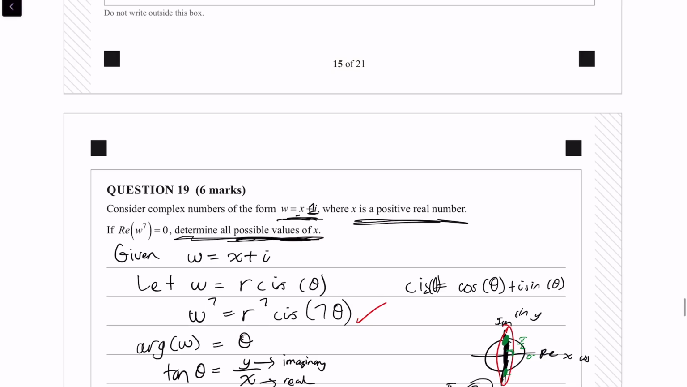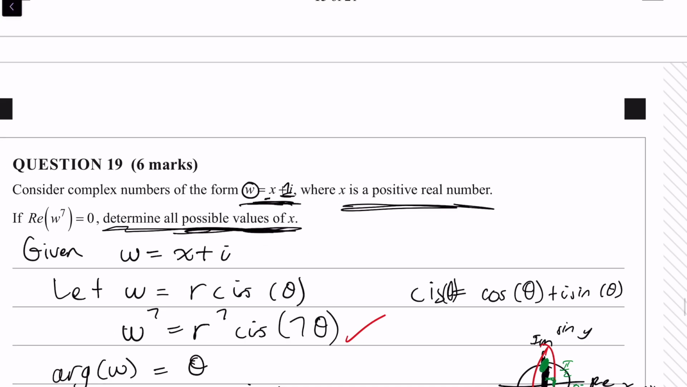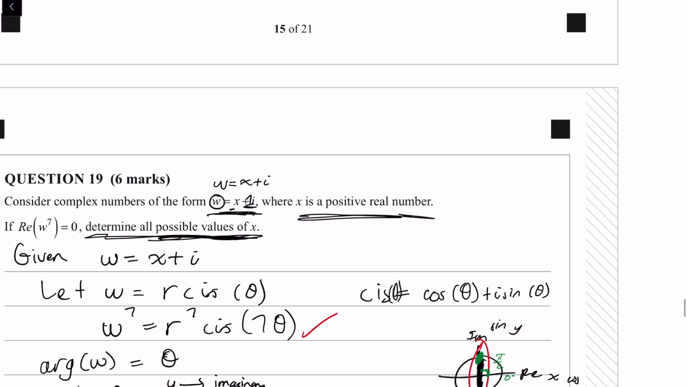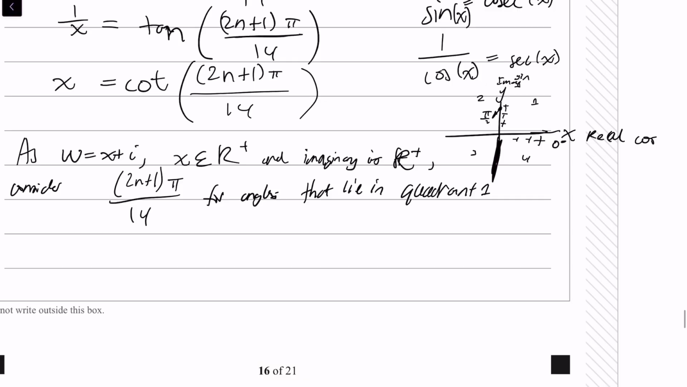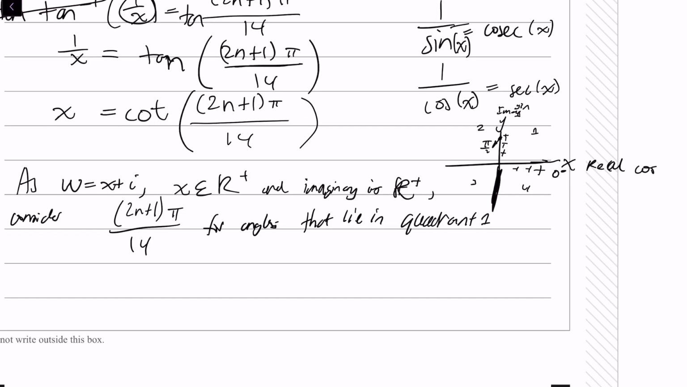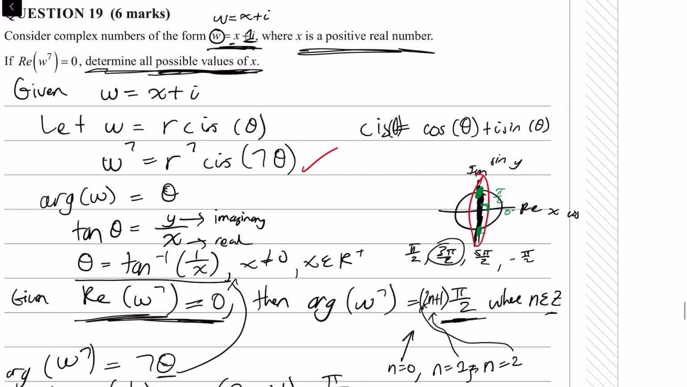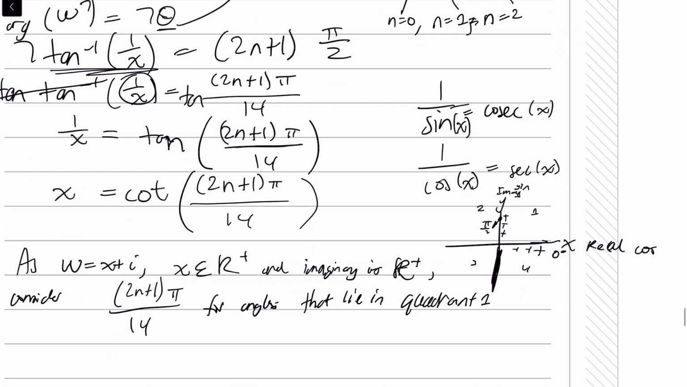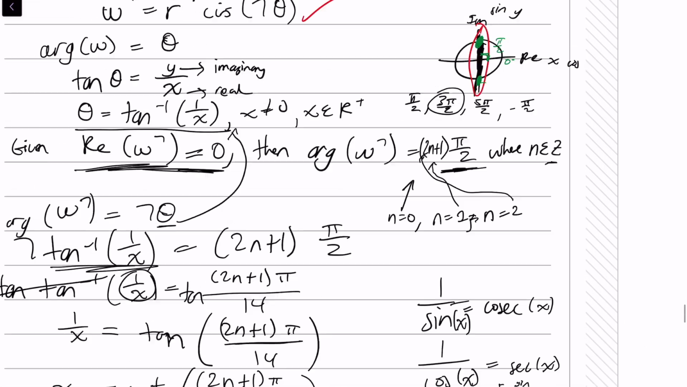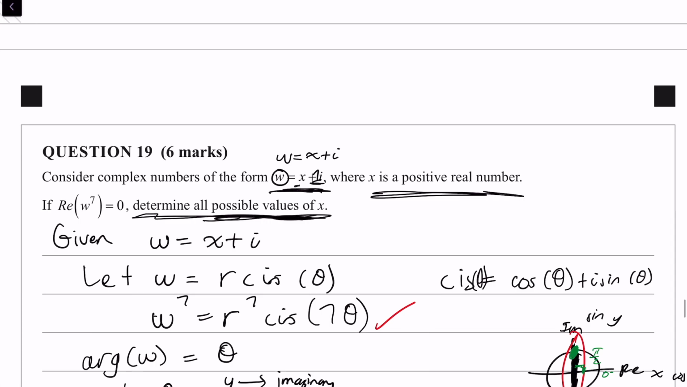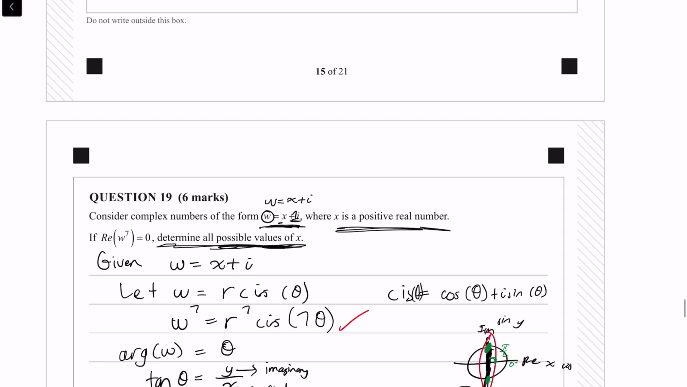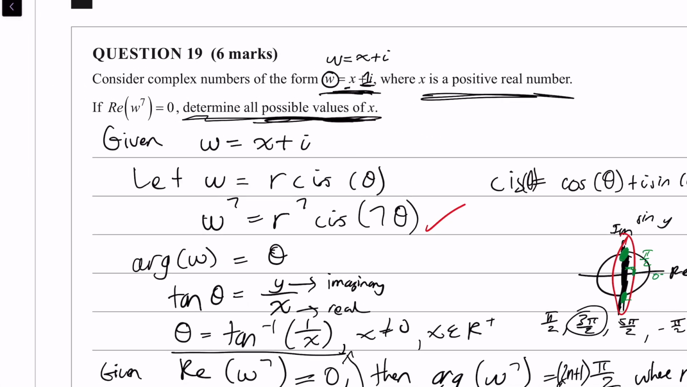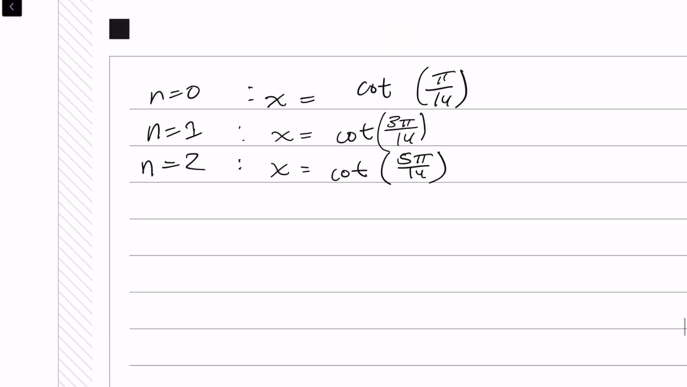Because my w value has an x and a y component, or imaginary and real component, I need to be sitting within the first quadrant, not on the line, because if I was at pi over 2, then that means my x component would be 0. Okay, the x component is 0 for w to the power of 7, but not for x itself. So I need to consider that.